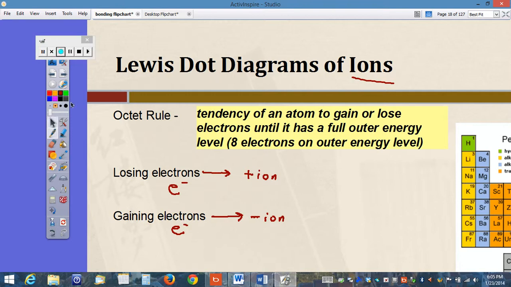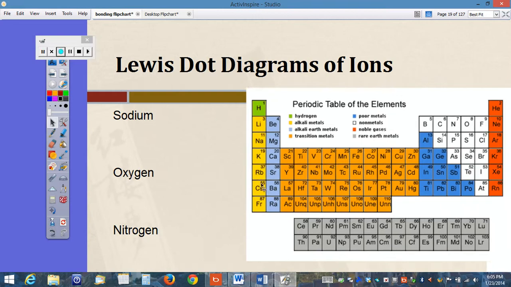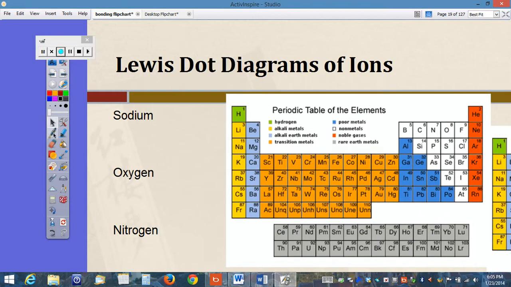Let's try doing the Lewis dot diagrams for these. First, we want to find out how many valence electrons they have. So taking a look at our periodic table, let's take a look at our trends. Sodium is here, oxygen is here, and nitrogen is here. Sodium, being the first column, has 1 valence electron. Counting across, oxygen has 6. And nitrogen, who is right here, will have 5 valence electrons.